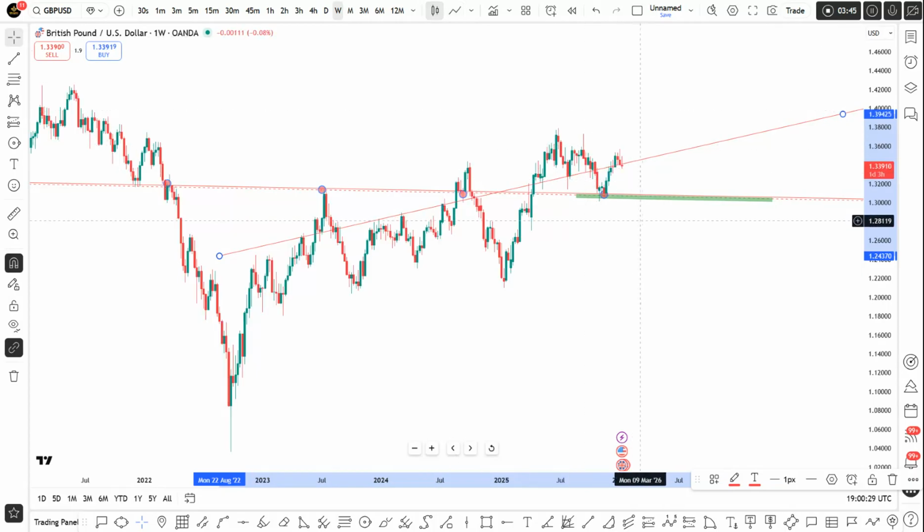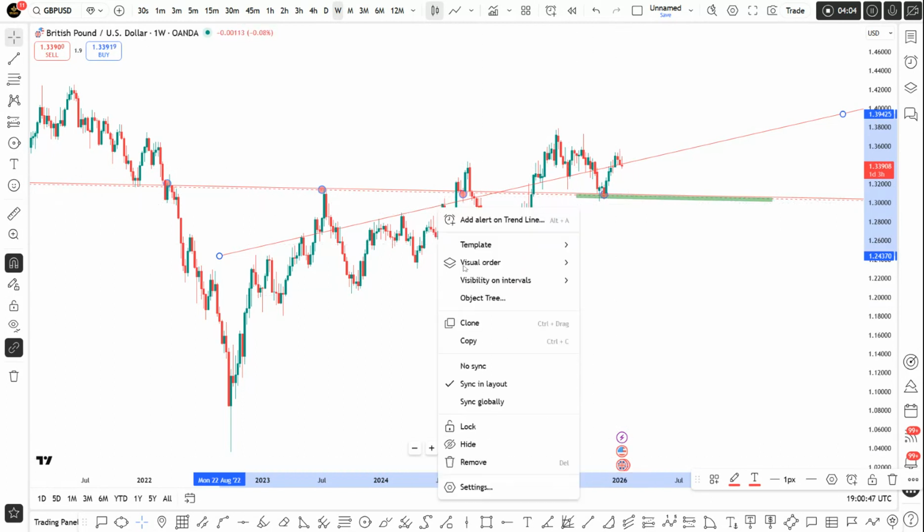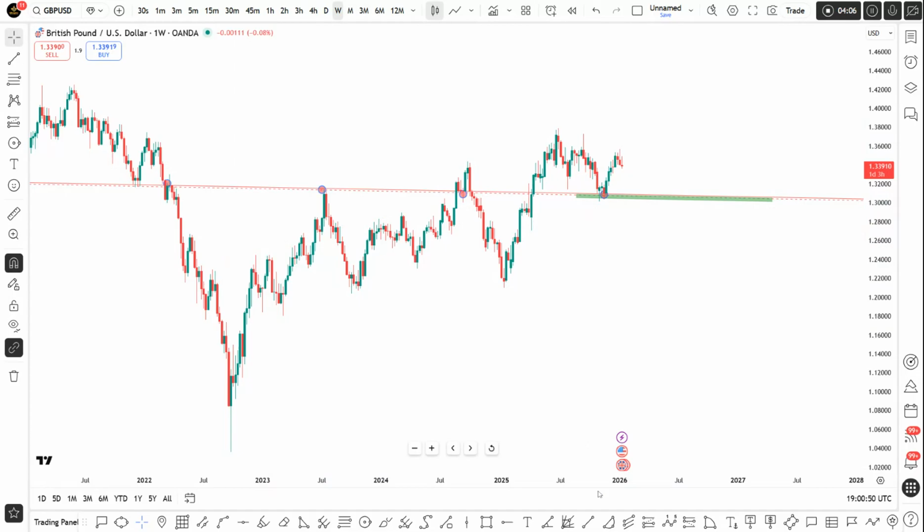I want to see how the weekly candle closes. The reason is because we have some challenges with the structure, so I want to see how the weekly candle closes. If the weekly candle closes below this, most likely we are going back here. So that technically puts here back as a demand floor.